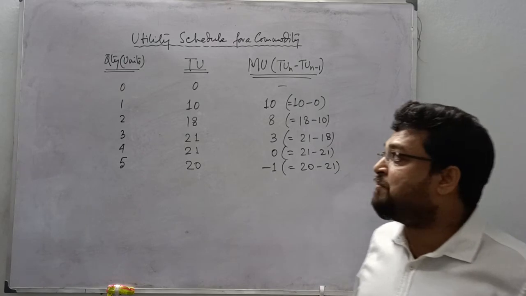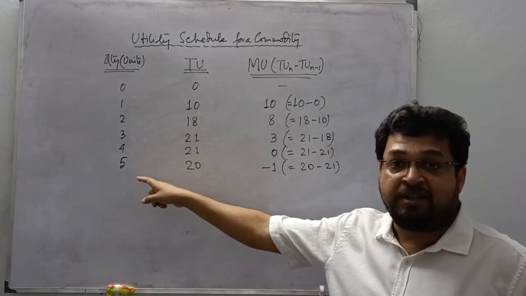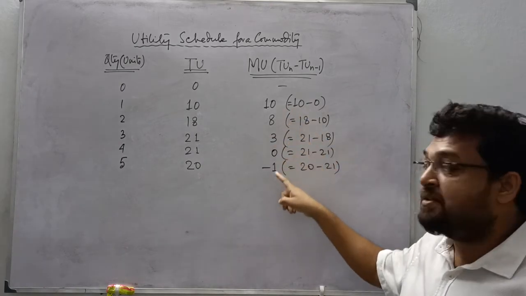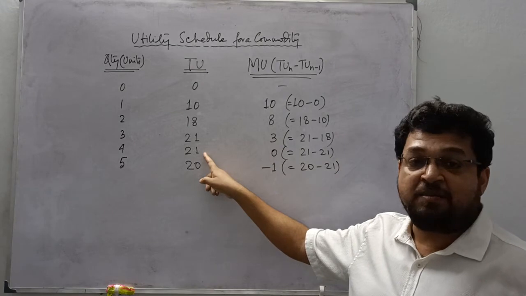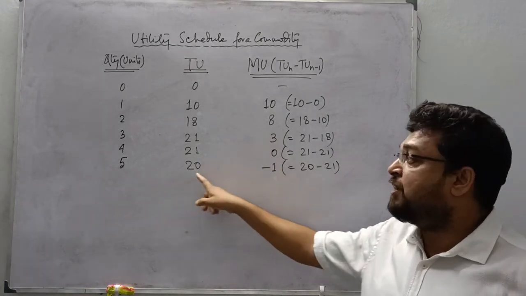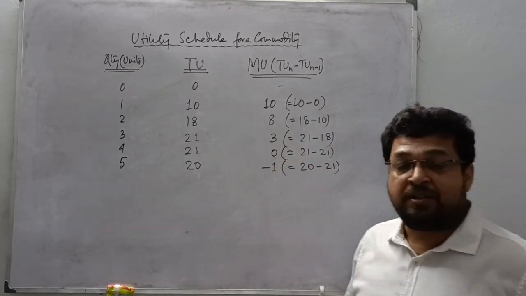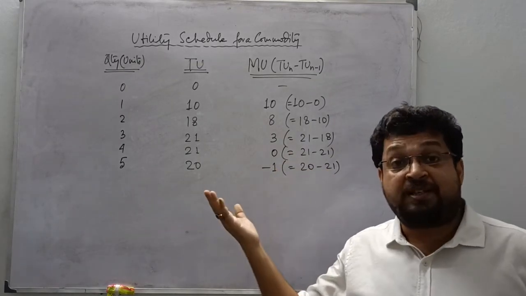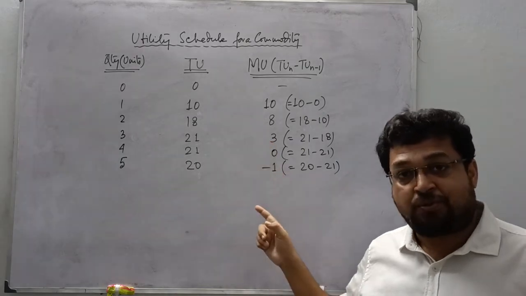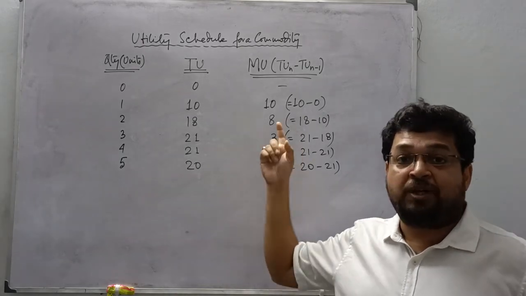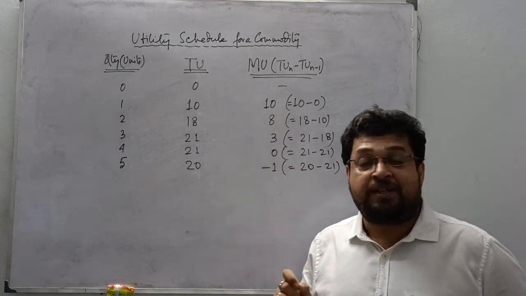So you can see from here, as the number of units consumed increases, quantity demanded increases, the marginal utility decreases, reaches 0 when total utility is maximum, and becomes negative when total utility decreases. So as quantity demanded increases, total utility increases but at a decreasing rate. Marginal utility decreases throughout, becomes 0 when total utility is maximum, and becomes negative when total utility decreases.